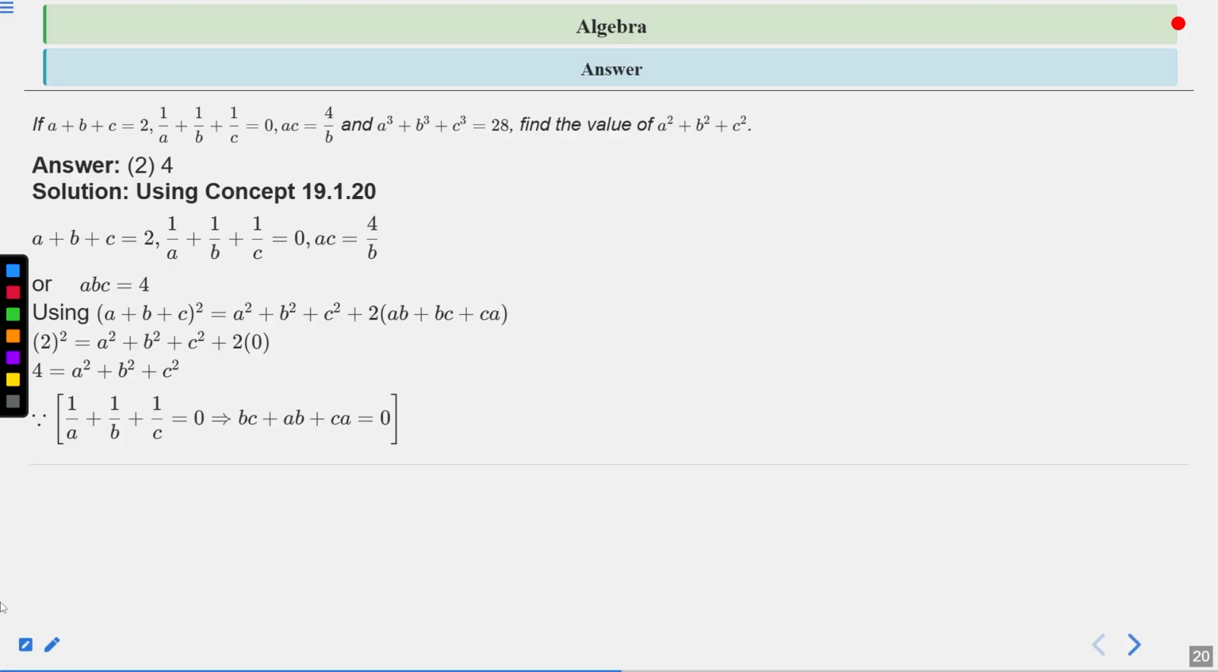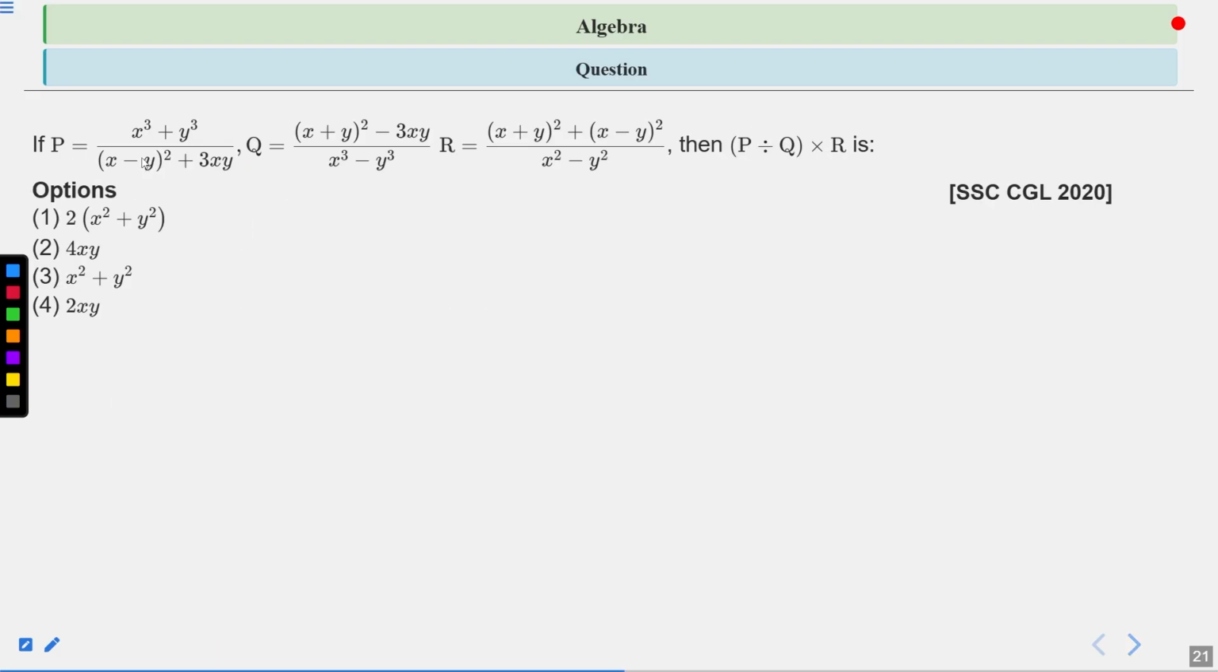Because we know that when we simplify it, 1 upon a plus 1 upon b plus 1 upon c equals 0. So what we get? We get bc plus ab plus ca equals 0. So that's why the value of a square plus b square plus c square is 4. So second is the correct answer of this question. Next one.